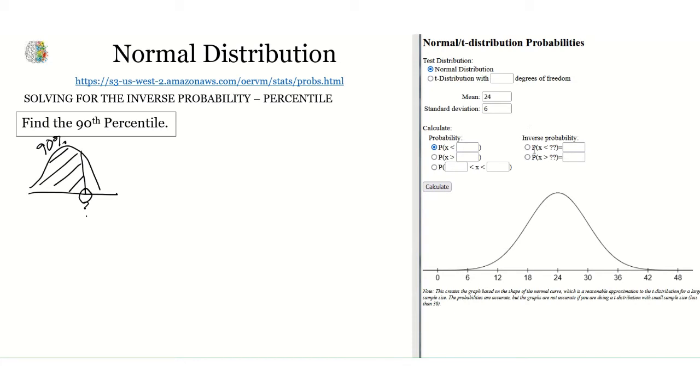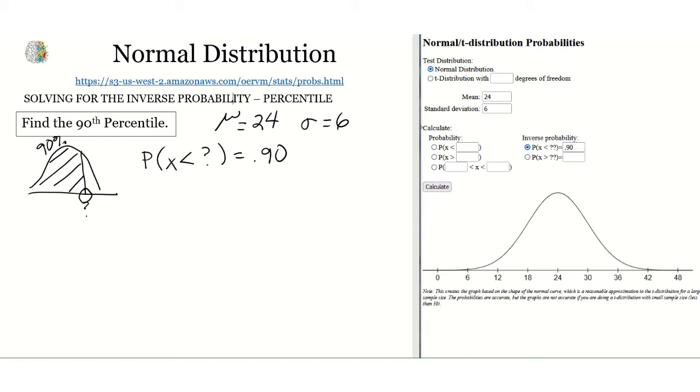So to solve that, we're going to use our inverse probability. So we're going to use this second set of calculations. We're looking for the x value that's going to give me 90%. And we're going to write our number in as a decimal. So I'm going to put 0.90 into my calculator. And we'll use an example of a mean of 24, standard deviation of 6. So we check our calculator. We've got it marked for normal distribution. We've got our mean of 24, standard deviation of 6. Those are typed in. We're going to use our inverse probability where we're looking for the value of x that is going to give me the 90th percentile.